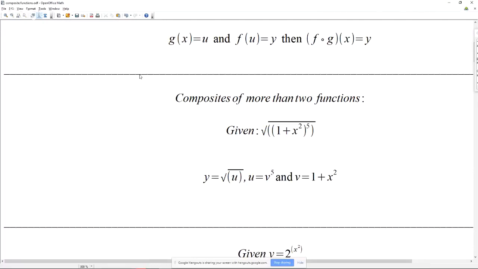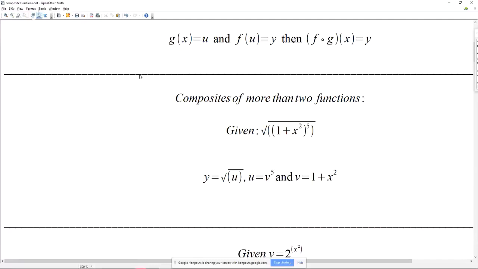So if that first function, 1 plus x squared, is v, you're going to put that into the next function. What's the next function? Once you get that number, what do you raise it to? You raise it to the 5th power, so that's v to the 5th. So v is that 1 plus x squared, you stick it into the 5th power function, you raise it to the 5th power.